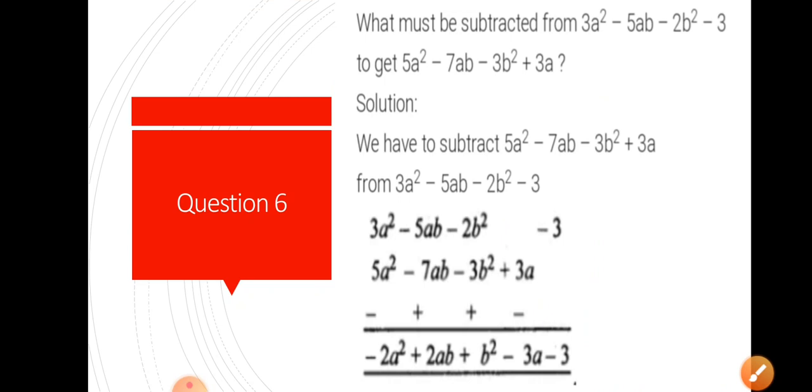Next question: what must be subtracted from 3a² − 5ab − 2b² − 3 to get 5a² − 7ab − 3b²? So what you will do is first expression minus second expression. Therefore, we will subtract first expression minus second expression. When we subtract, the answer will come like this.